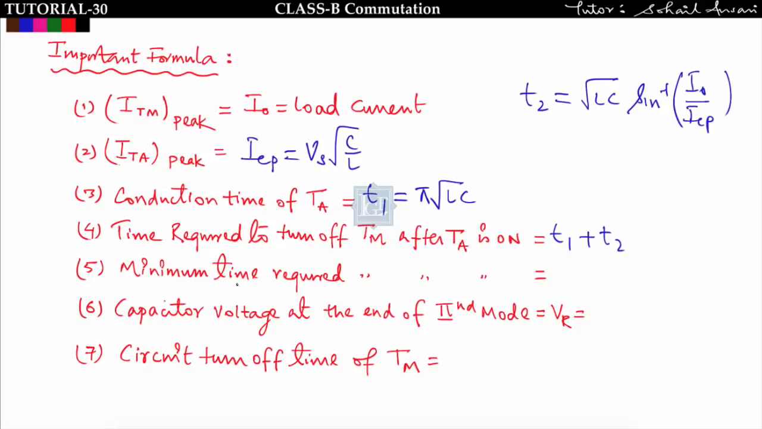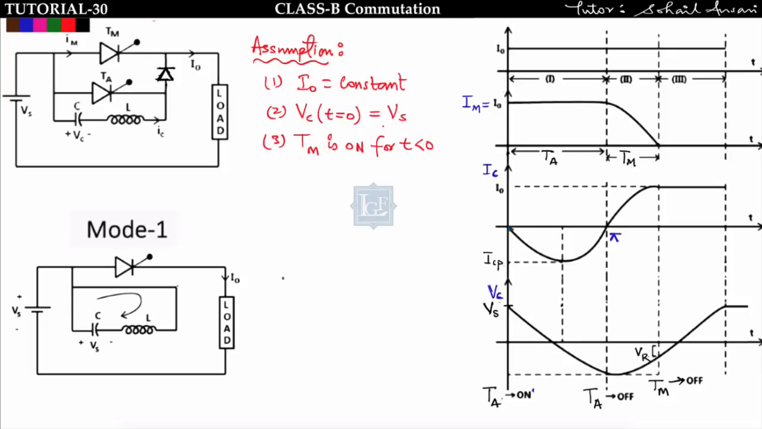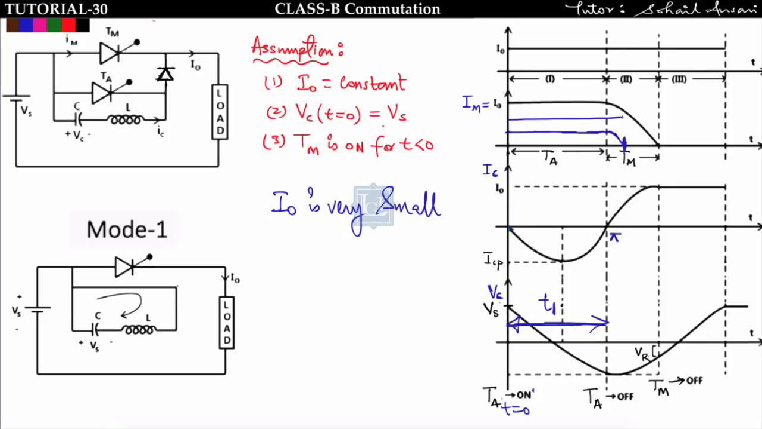Now the fifth point is the minimum time required to turn off TM after TA is on. So what will be the minimum time required to turn off the main thyristor after TA is on? See, TA is on at T is equal to 0, and this is the minimum time required after TA is on. This is the minimum time, that is equal to T1 only. How? Let us say the load current I naught is very small. So when I naught is very small, it will be somehow like this. After mode 1, the current will decrease like this, and this will be the minimum time required to turn off the main thyristor after TA is on.